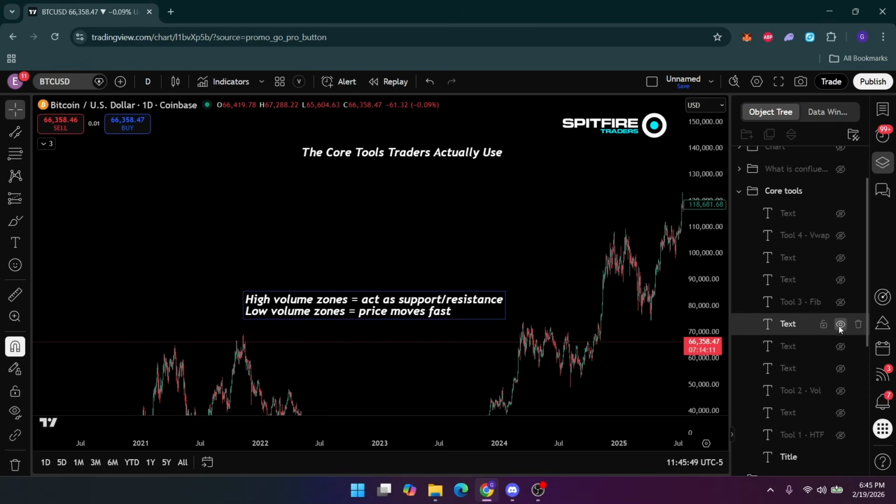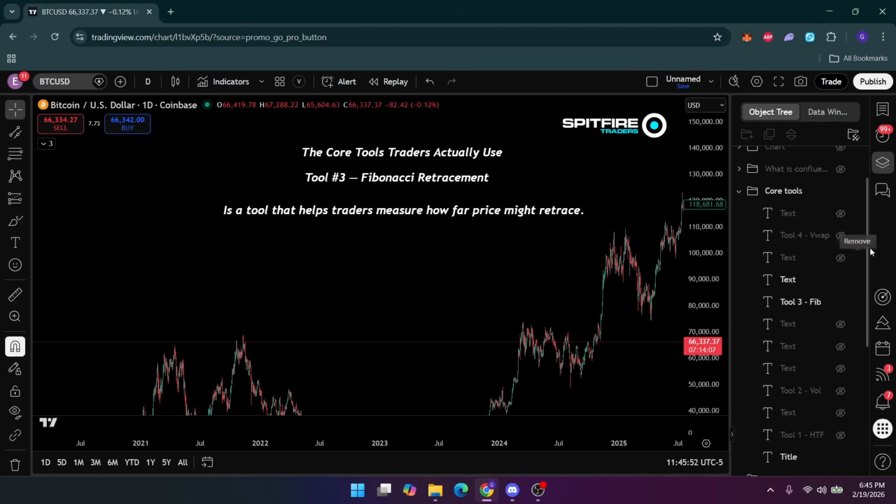Number 3 is Fib retracement. Fibonacci is a tool that helps traders measure how far price might retrace after a strong move. It highlights key levels where buyers or sellers often step back in, making it useful for finding high probability pullback entries and targets.